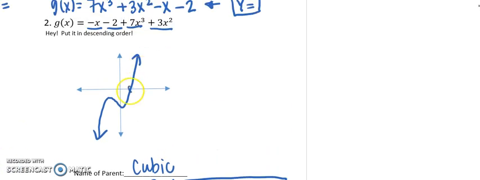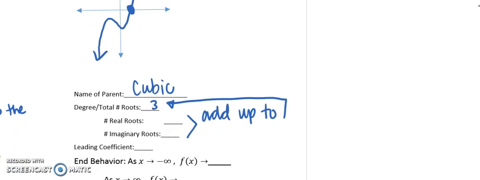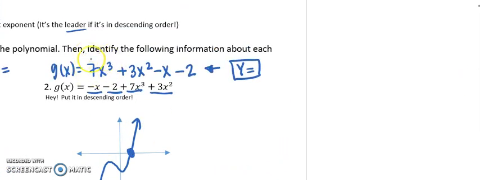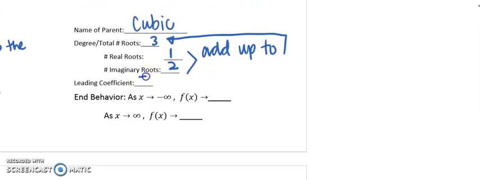So if we look over here, we only have one x-intercept. So if we only have one x-intercept, we only have one real root. Well, if this has to add up to 3, then there must be 2 imaginary roots. Let's talk about the leading coefficient. It's always the number that's in the front, the one in front of your highest exponent. So our leading coefficient here would be a 7.